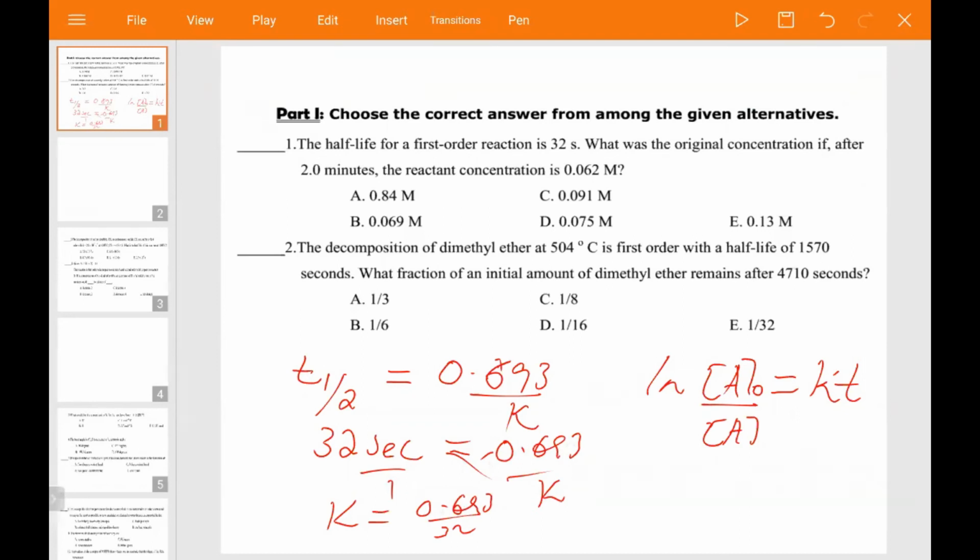Let me use a calculator. How much do you get? Check it if you have a calculator. 0.693 divided by 32, what did you get? It says 0.0216 something, 0.0217. This is the K value. Now I take this K. What is given? 2 minutes is given, and the reactant concentration is 0.062 at the time of 2 minutes.